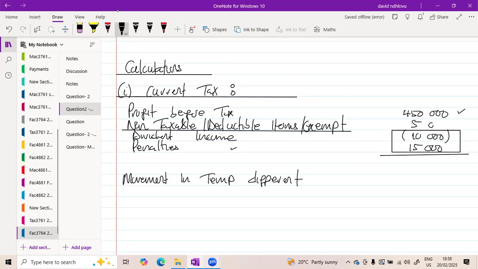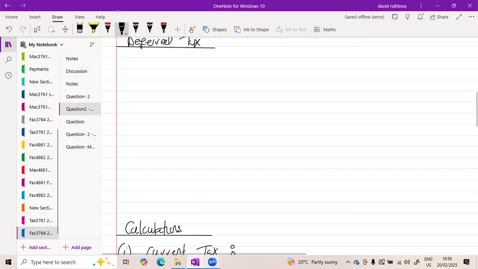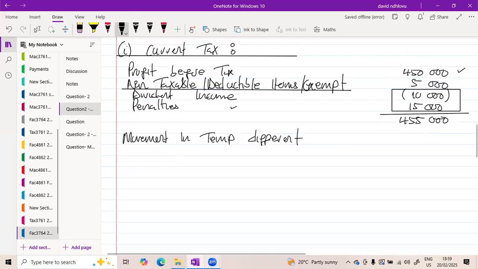Overall, we're going to have a positive amount of 5,000, which gives us 455,000. So remember, this question wants to deal with unused tax losses. So you will see that most of the items here were not included, just one or two. But please make sure that you remember these items that also should be accounted for here if you happen to have them. Once we have that particular amount, we then need the amount of movement in temporary differences.